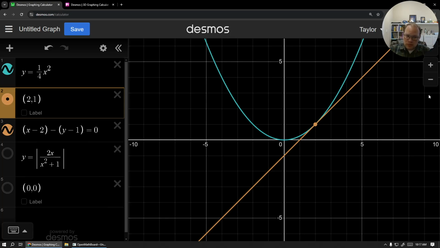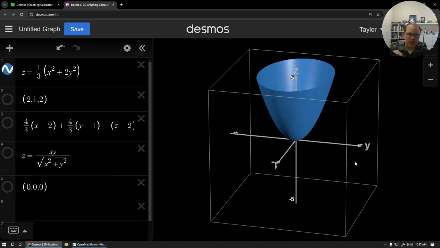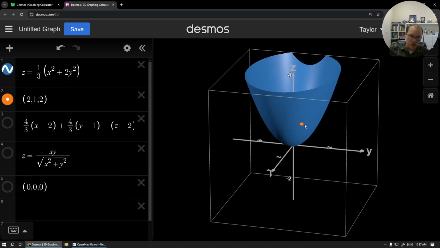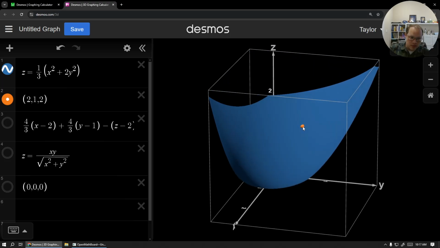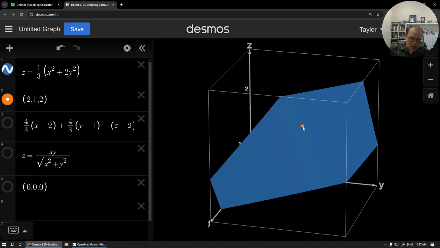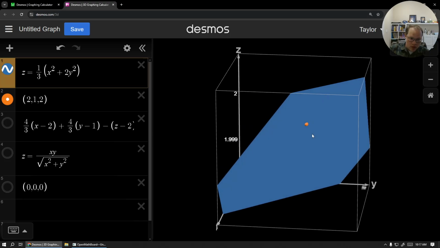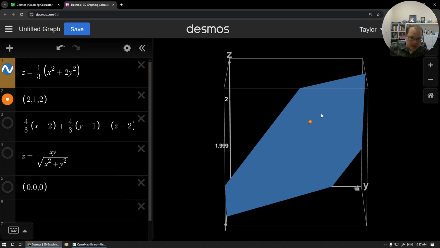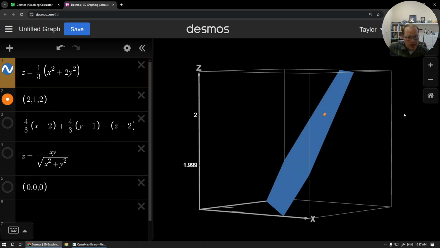We want to have a similar sort of property in 3 dimensions. So here I have a paraboloid, and I have the point (2, 1, 2) that is on the paraboloid. Notice what happens when I zoom into the point. If I zoom in close enough, before long, instead of a paraboloid, it looks like it's just a plane, doesn't it?